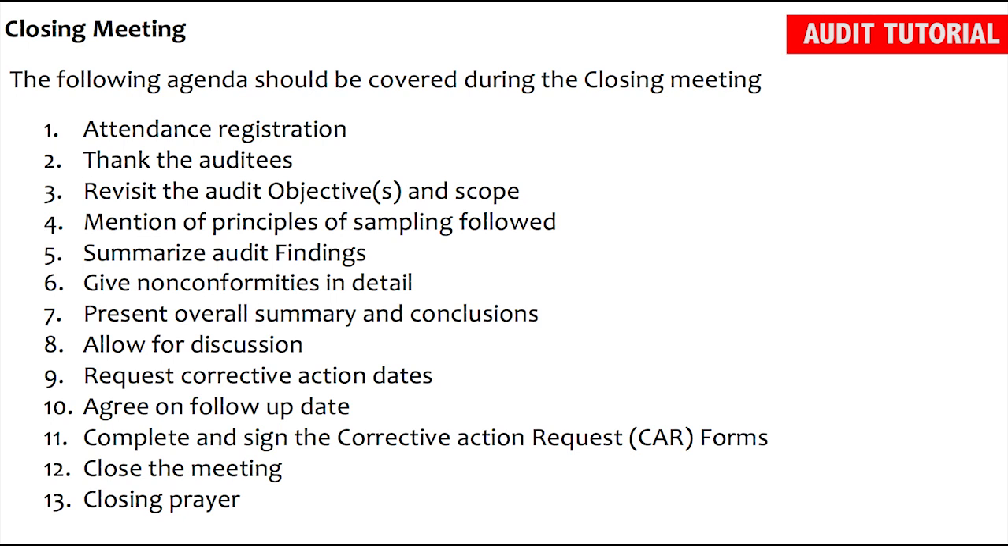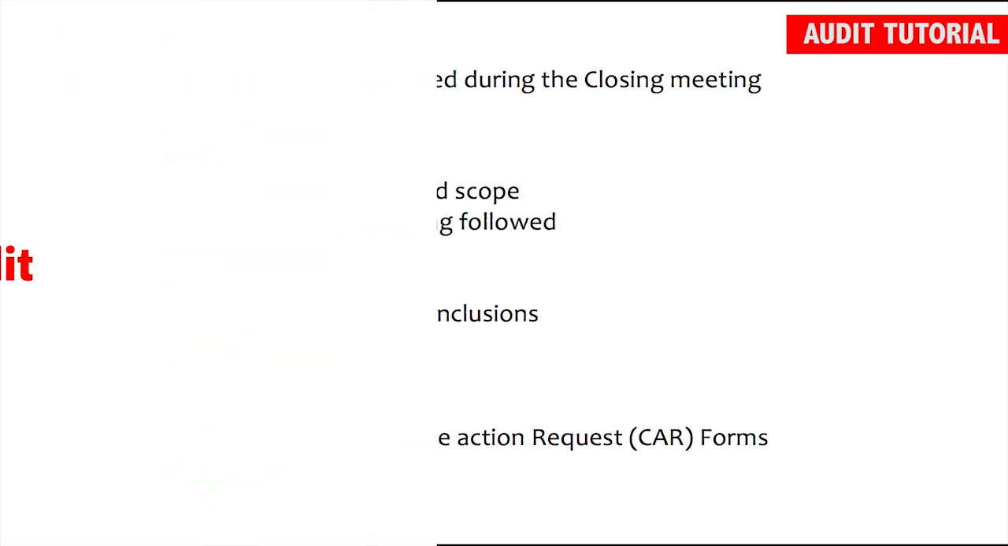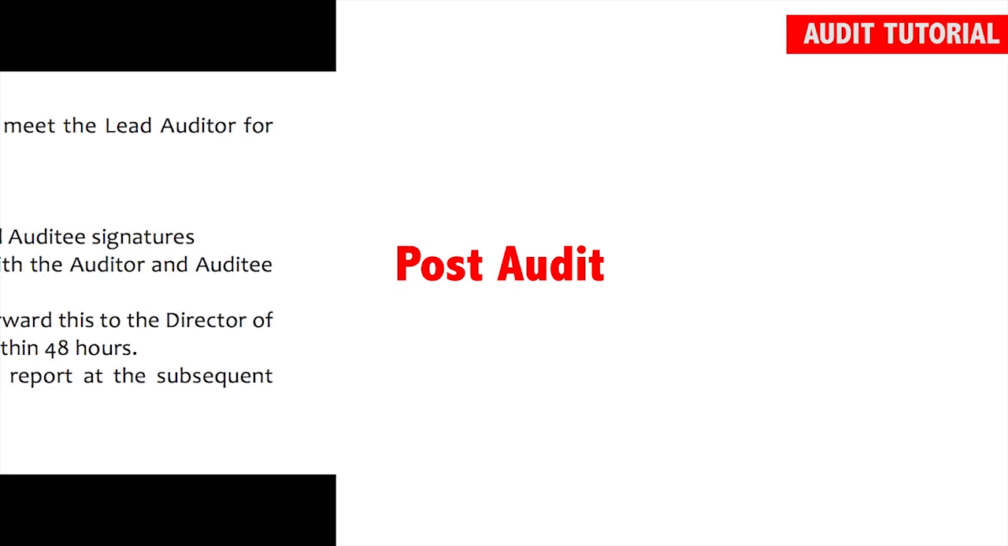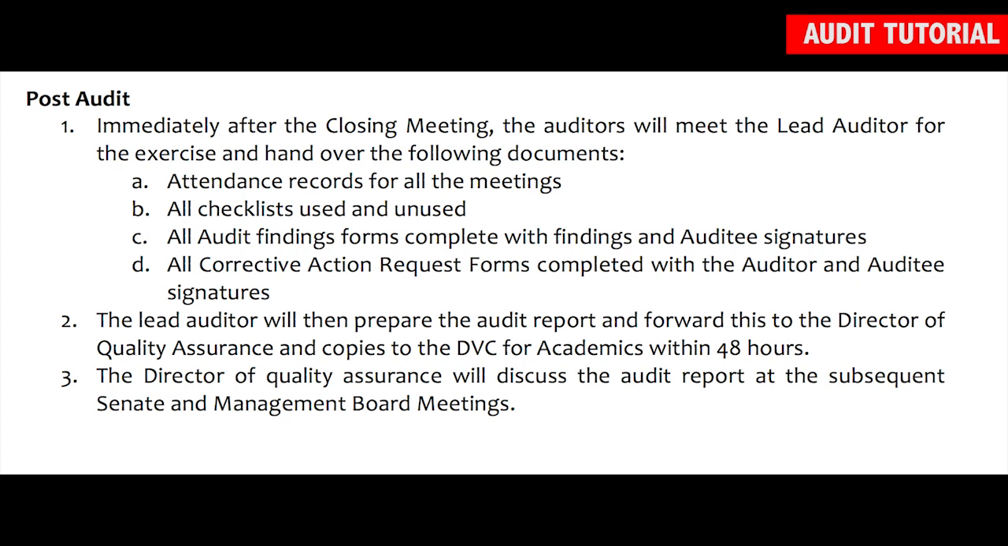Immediately after the closing meeting, we'll expect the auditors to meet the lead auditor of the exercise and hand over the following documents. They'll hand over the attendance records for all the meetings, all the checklists that have been used and unused, all the audit finding forms, complete with findings and the auditee's signatures. We'd also expect all the corrective action request forms completed with the auditor and auditee's signatures to be handed over. The lead auditor will then prepare the audit report and forward this to the Director of Quality Assurance, with copies filed to the Office of the DVC within 48 hours.